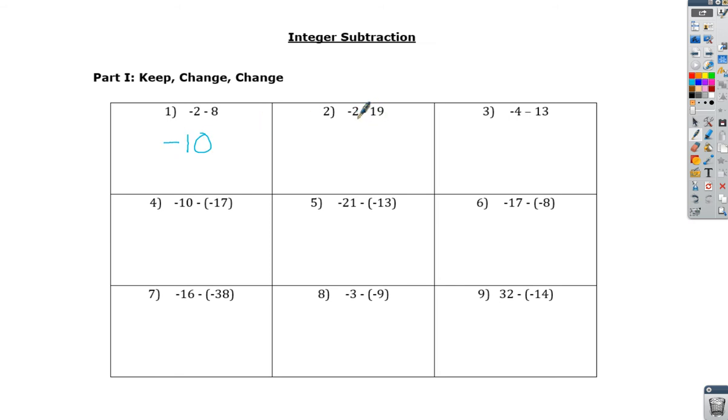Same with number 2. They're both negative: negative 2 minus 19. You're just getting even more negative, so it's 2 plus 19, 21, and it's even more negative, so it's a negative 21. I want you to do number 3 on your own. Hit play when you're ready. Go ahead and hit pause.